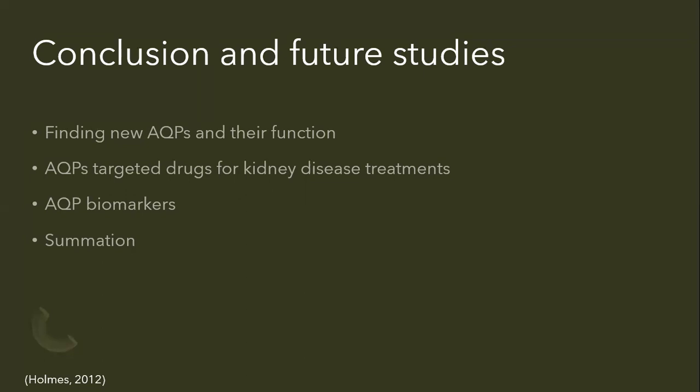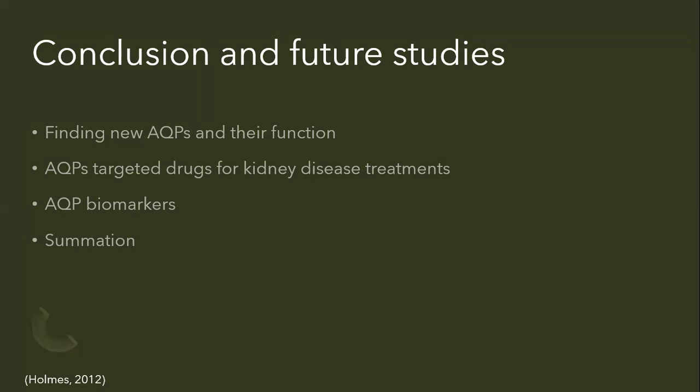And then the use of AQPs as biomarkers for kidney disease, marking certain ones, especially if they have a possibility of a mutation, to see where exactly an issue may be coming from in somebody who has kidney disease, to be able to narrow it down.